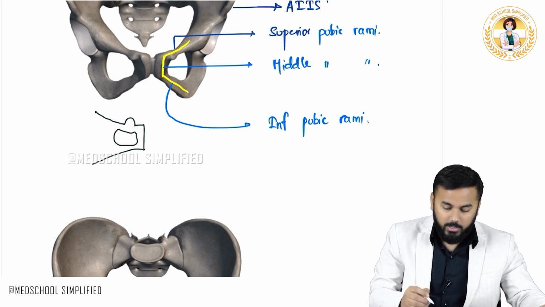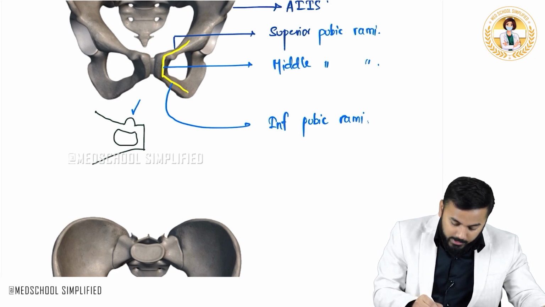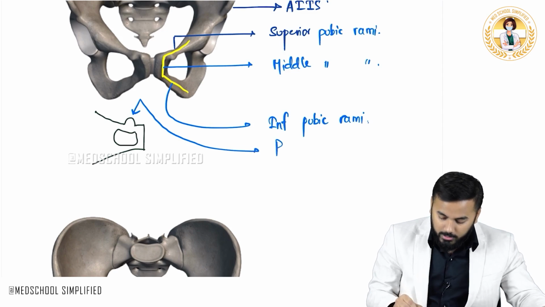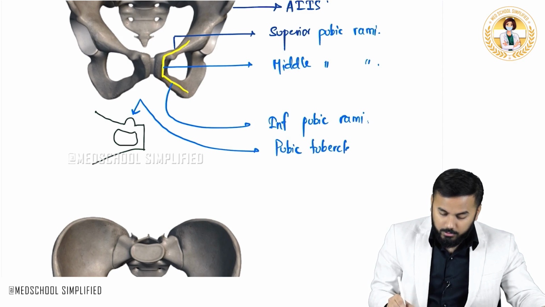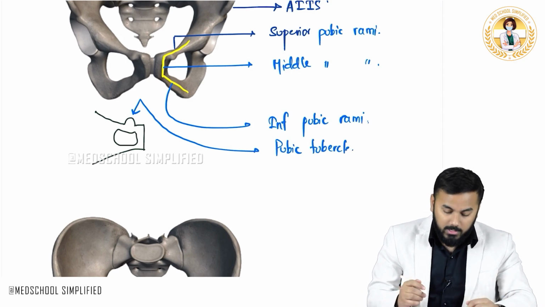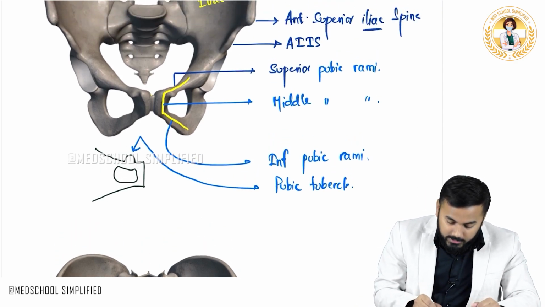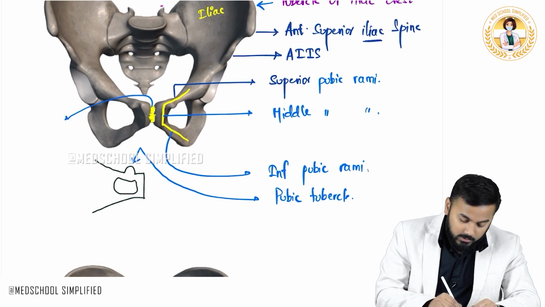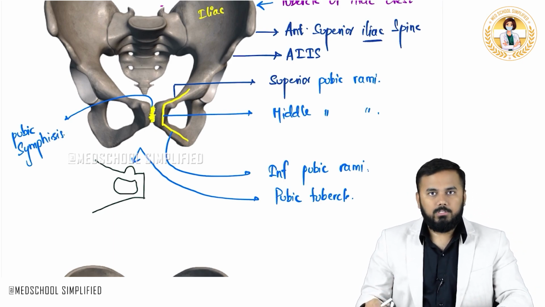This is the thing. So you see this bumpy elevation which you can see here, right? This bumpy elevation is called your pubic tubercle. And in the center, this yellow color shade, whatever I'm doing, this is called your pubic symphysis. This is called a pubic symphysis.